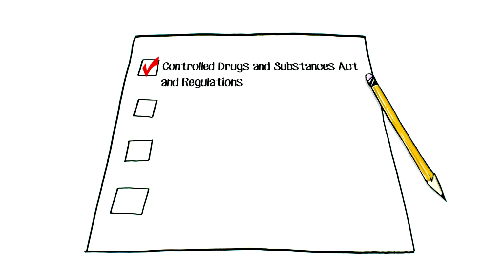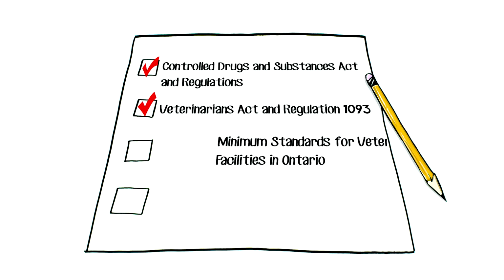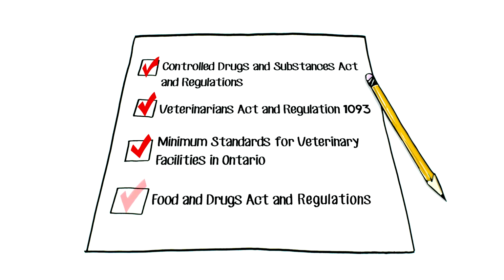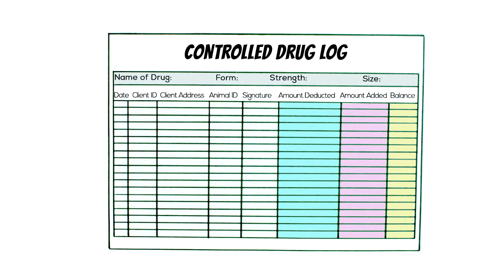as well as the regulations and expectations that are set out by the College of Veterinarians of Ontario. Veterinarians are responsible for the security of controlled drugs in their facilities. Failure to appropriately secure controlled drugs may result in professional and legal penalties. Under Regulation 1093, all veterinary facilities must maintain a Controlled Substances Register, commonly referred to as a controlled drug log.